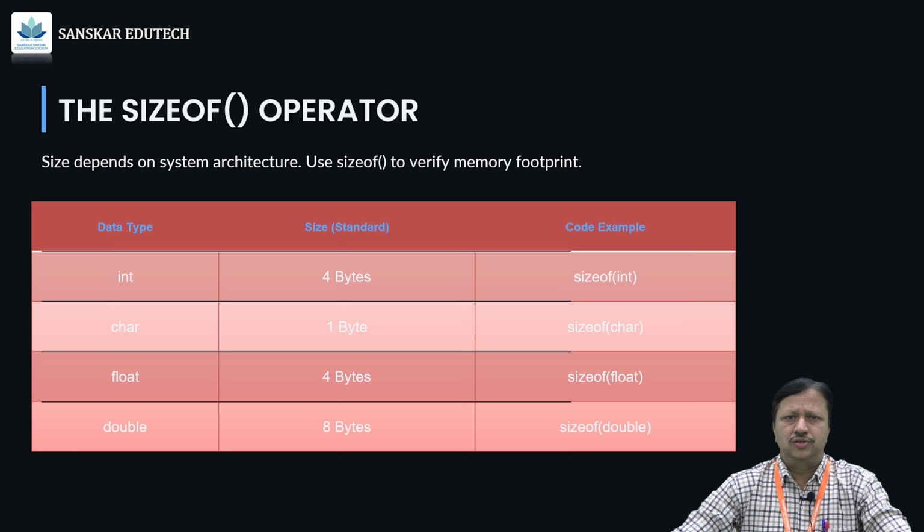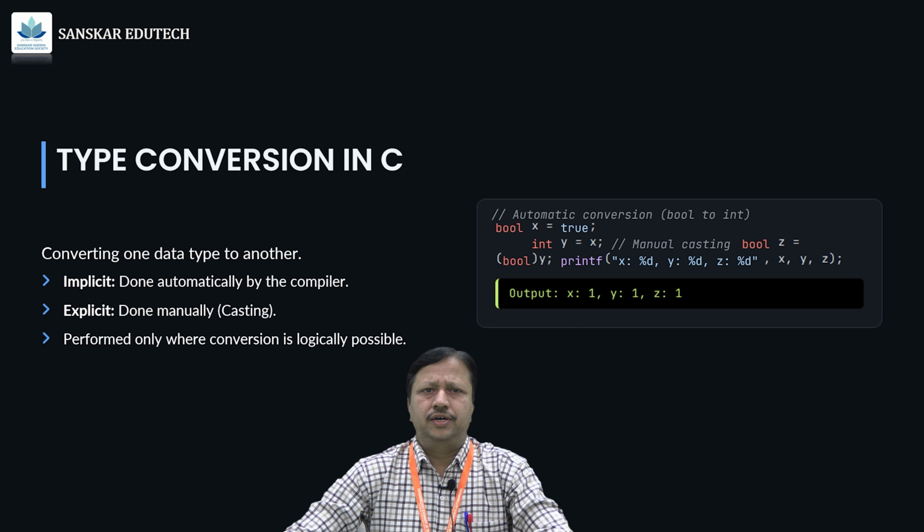Different data types also have different ranges, which may vary from compiler to compiler. So next, type conversion in C. In C, type conversion is the process of changing one data type into another. This can happen automatically by the compiler or manually by the programmer. Type conversion is only performed between data types where such a conversion is possible.